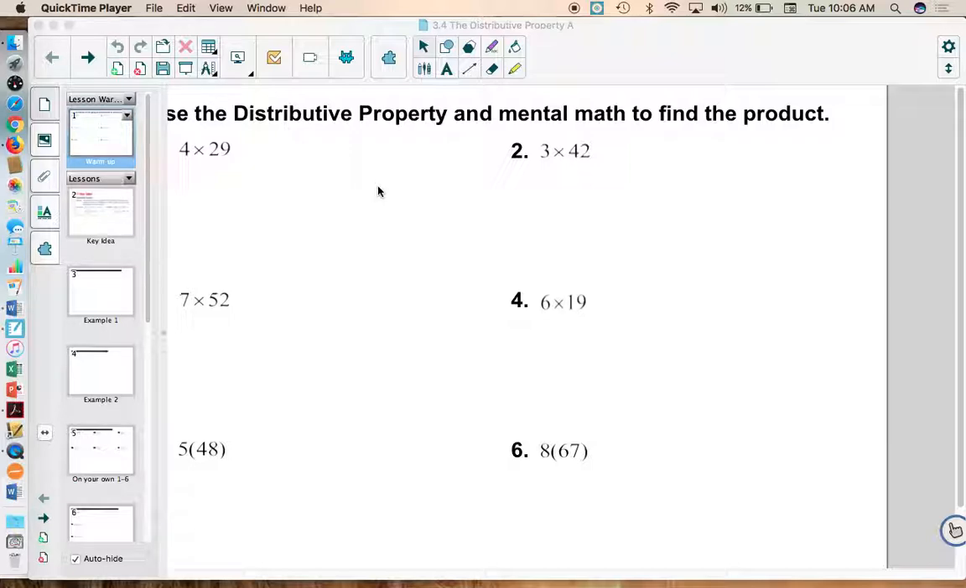Today, you will use the distributive property to combine like terms and create equivalent equations and expressions.